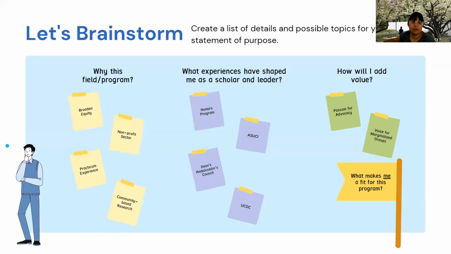All right, so a few questions to consider. The ultimate overall question is, what makes me a fit for this particular program? So the first question to consider is, why am I going into this field? Why am I specifically interested in this program? An example could be, maybe what piques your interest in this program that you're applying to is that it actually requires practicum experience, or the curriculum itself involves community-based research.